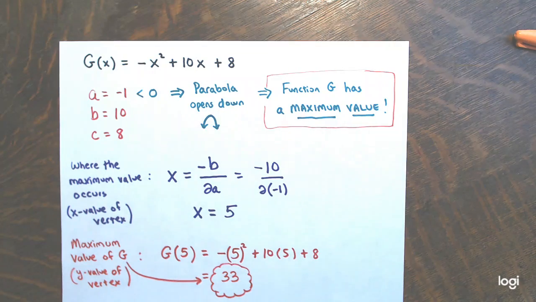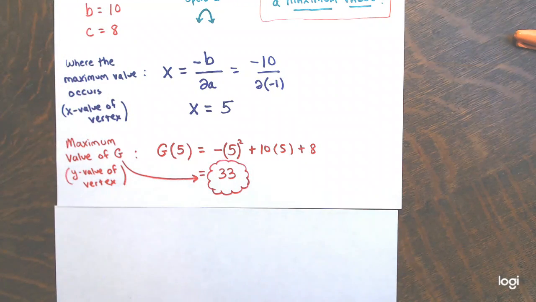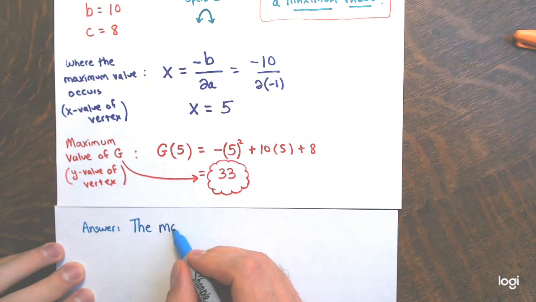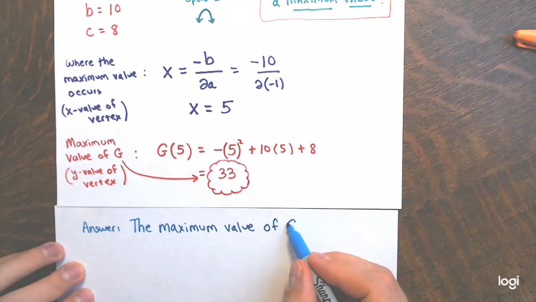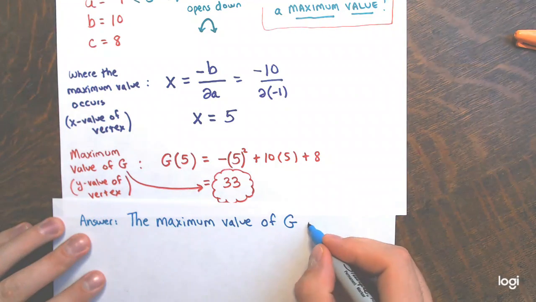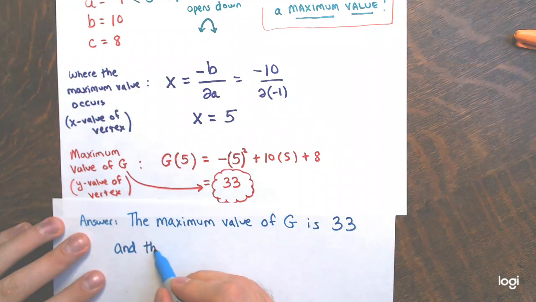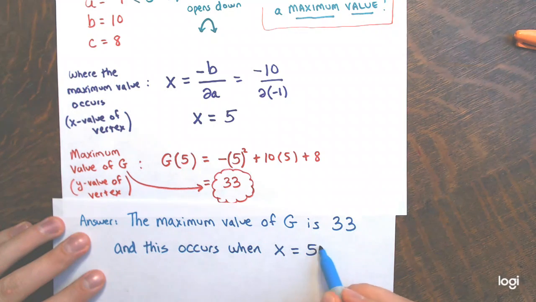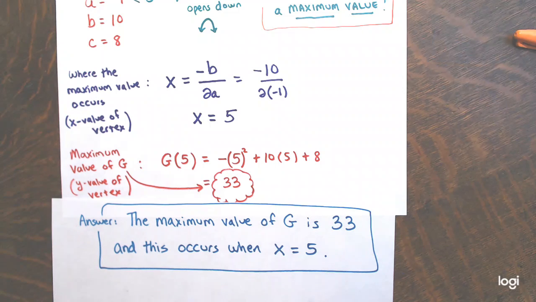All right, and again, I'll write this out in a complete sentence, the way I would answer this on an assignment. So the maximum value of g, the name of the function was g, is 33. And this occurs when x equals 5. And that's how I would answer that particular question if I was given that on an assessment of some kind.